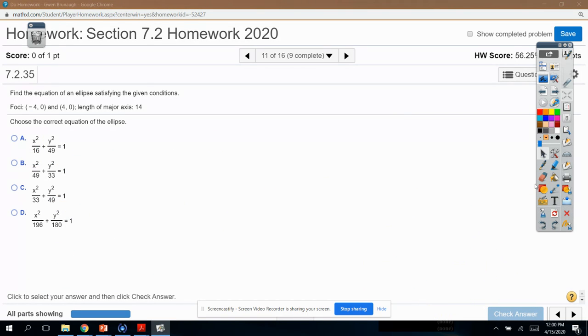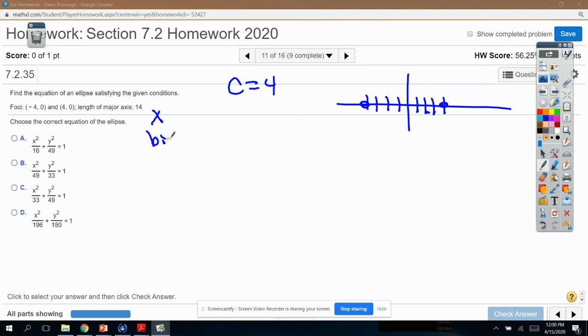Okay, and then what's this one tell me? The foci are at 4, 0, and negative 4, 0. So that tells me that c is 4. And it tells me that it's going in the X direction. So the big number has to be under the X. Major axis is the long axis. If the whole thing is 14, each side will be 7. So it also tells me that a is 7. The big number is supposed to be under the X. So a squared is 49, which has to be under the X. And I'm already done. My answer is B.